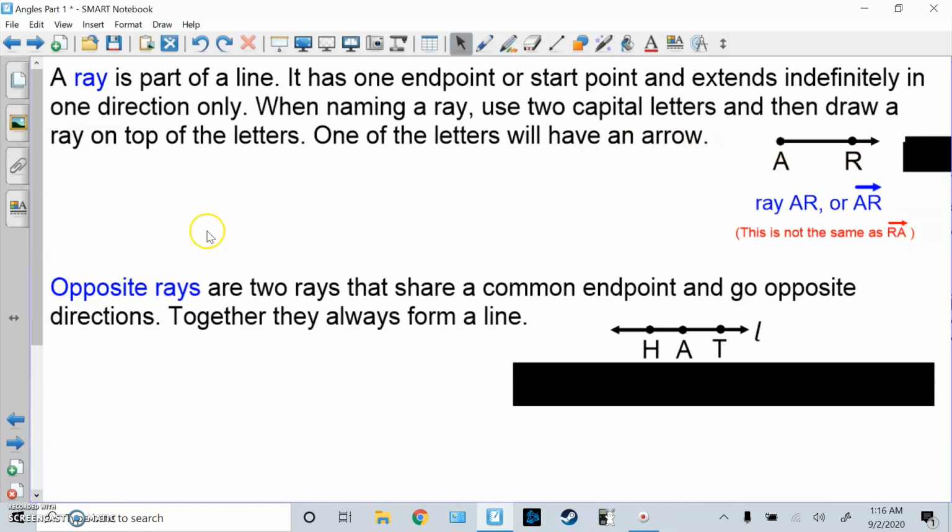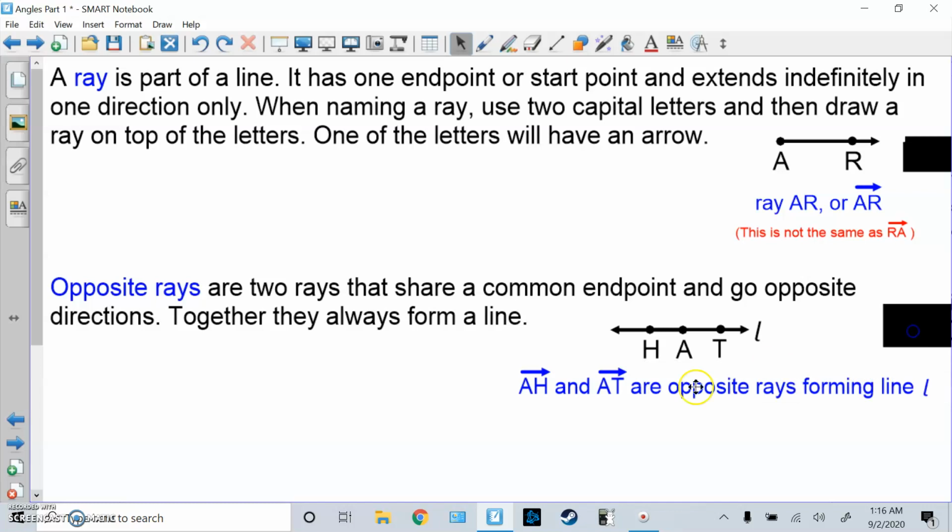Opposite rays are two rays that share a common endpoint and go in opposite directions. Together they always form a line. So here, ray AH, starting at A going to H, so this left ray, and ray AT, starting at A going to T, that right ray, are opposite rays, and together they form line L.